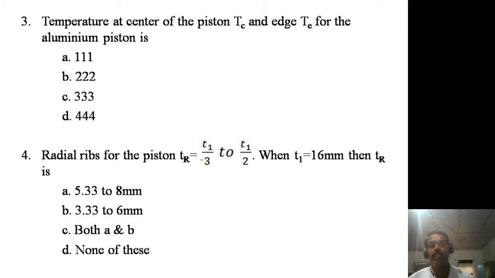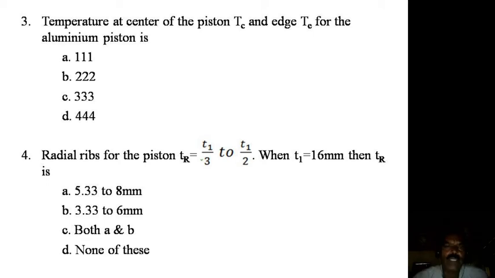So same question, I think it may be repeated, but for the aluminum it is also the same thing, that is 222 is the right answer. No, don't confuse them. Actually, the cast iron piston is 222. But the piston temperature at the center of the piston TC and the edge TE for the aluminum piston is quite different.